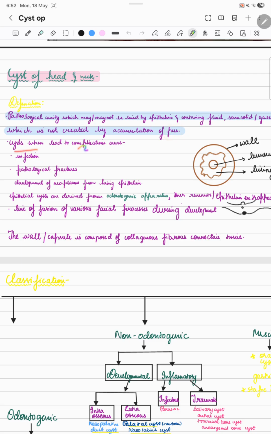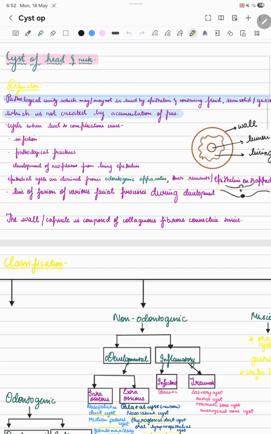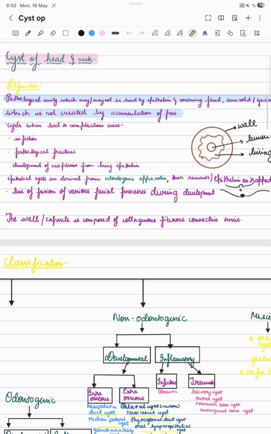So now cyst, when lead to complication, it causes infection, pathological fractures and development of neoplasm from the lining epithelium. So cysts generally are not complicated, but when they lead to complications, they cause infections or pathologic fractures or neoplasm in the worst case.